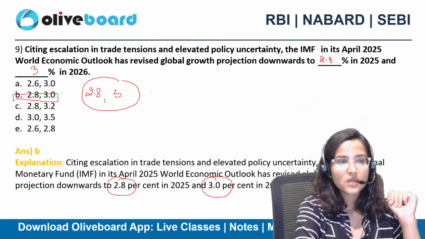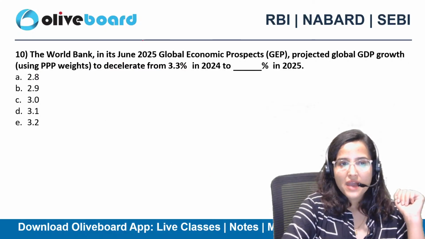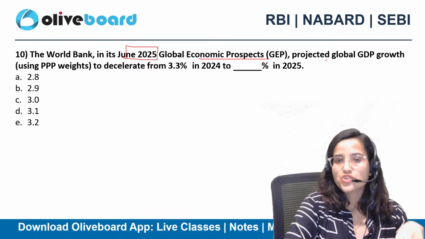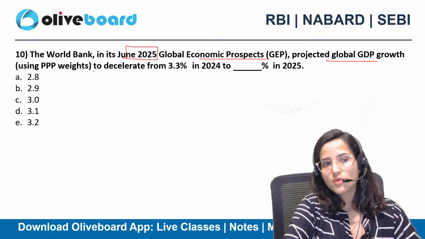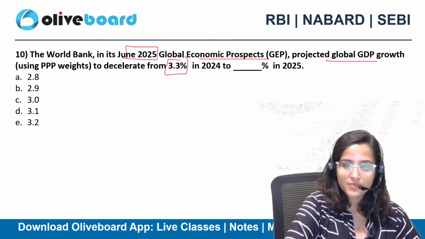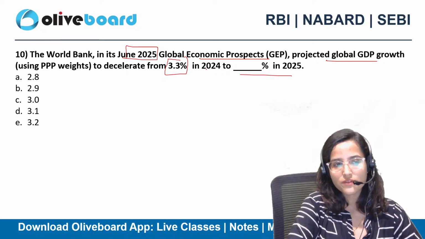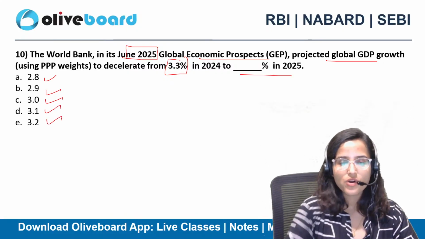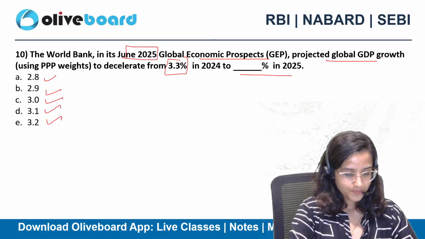Chalo. The World Bank, in its June 2025 Global Economic Prospects, projected global GDP growth using PPP weights to decelerate from 3.3% in 24 to dash in 2025. The options: 2.8%, 2.9, 3, 3.1 or 3.2. 10th question.